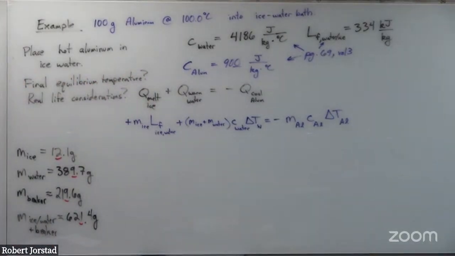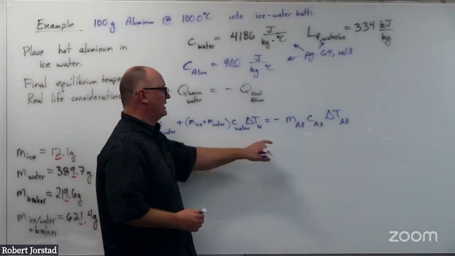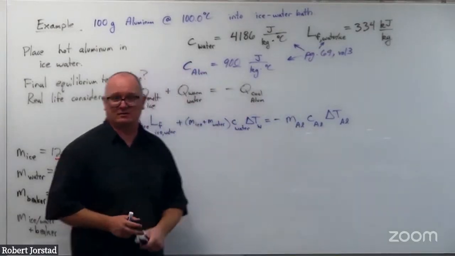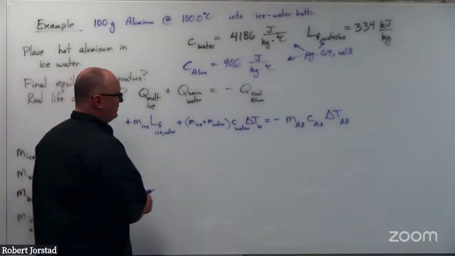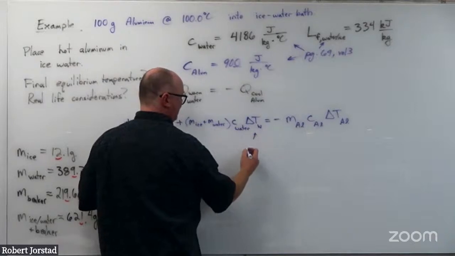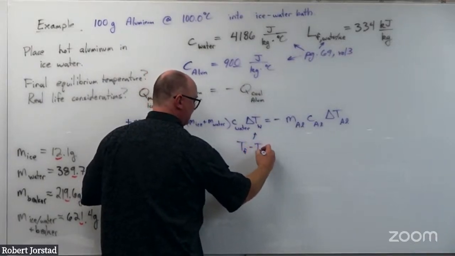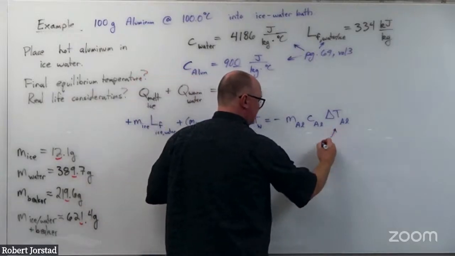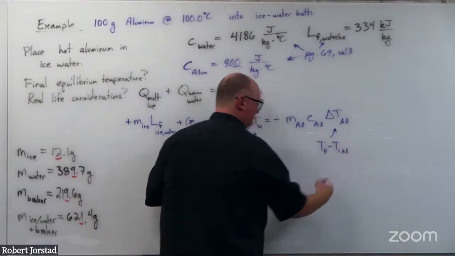Now, this looks at first like we have a bunch of numbers here. Number, number, number, number, number, don't know it. Number, number, don't know it. It looks like we have one equation and two unknowns. However, remember both of these are going to the same final temperature. This is T final minus T initial of the water. And this one here is going to be T final minus T initial of the aluminum.